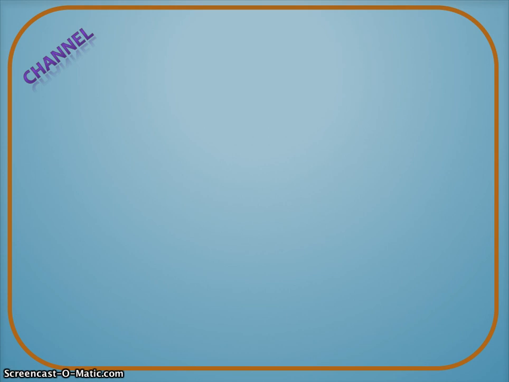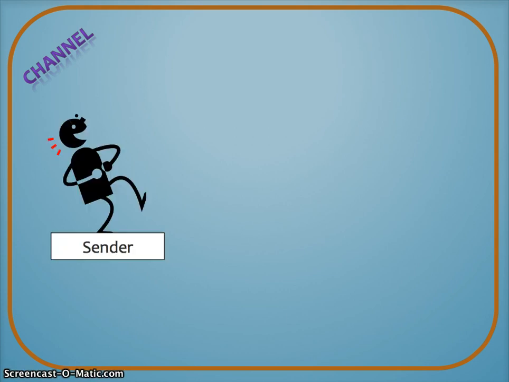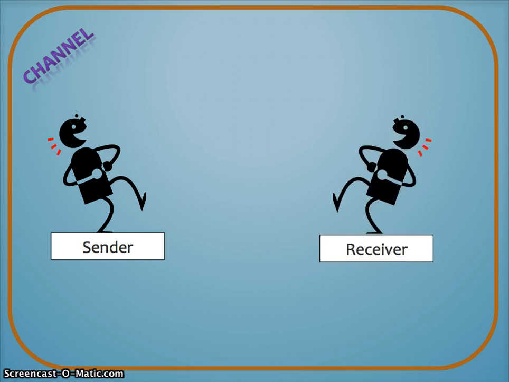Alright, so we've got some place for communication to take place. After we have the channel, we also then need to have somebody who's going to be creating a message. That person is going to be called the sender of the message. We also are going to need to have a third thing here. So we've got the channel and the sender. The third component is going to be the receiver, right?